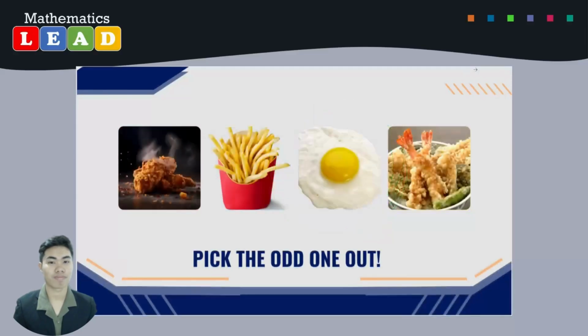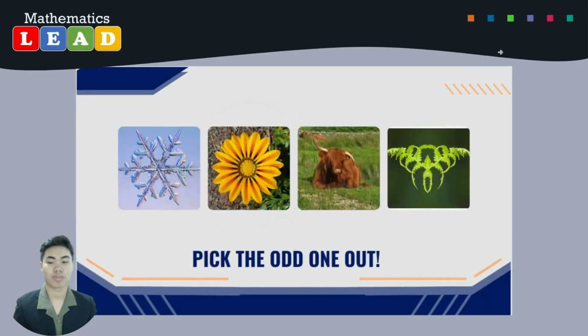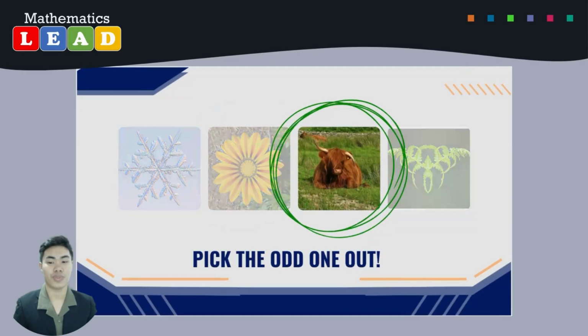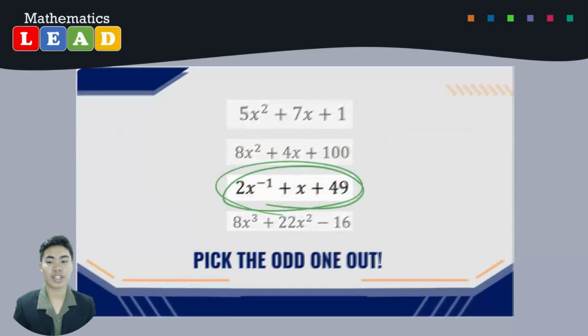Second, correct, it is French fries, since French fries did not come from any animal. Very good. It is the third image, since the third image is an example of asymmetrical. And lastly, very nice. It is the third expression since it contains a negative exponent. Very good.